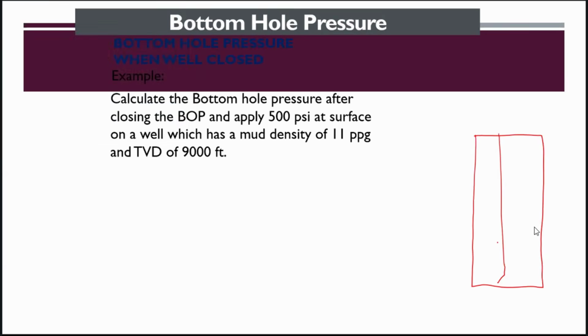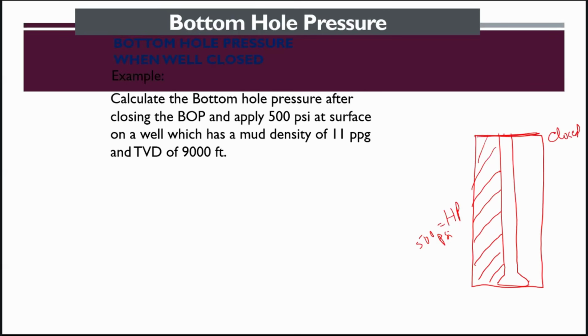You are drilling it, and it has mud inside the column. So the hydrostatic head of this mud, the hydrostatic pressure, is 500 psi. Suppose something happened and you have to close in the well. Okay, your well is closed.